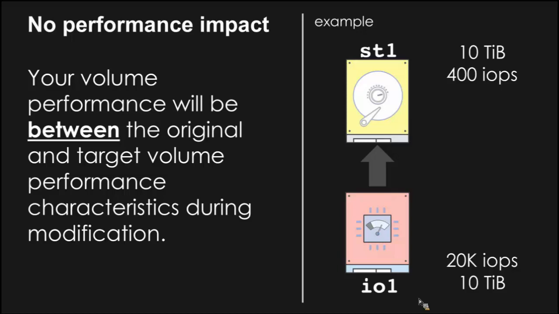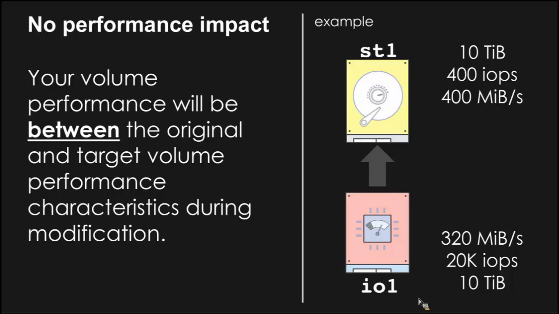Let's do one more example. Say we have a 10 terabyte io1 volume. We want to modify to a 10 terabyte ST1 volume. In this example, we'll be going from 20,000 IOPS to only 400 IOPS. But if we understand the characteristics of the io1 volumes and the ST1 volumes, we'll know that we're going from basically a block size of 16 kilobytes to 1 megabyte. So really the throughput is going to be changed from 320 megabytes to an increase of 400 megabytes with the ST1 volume.